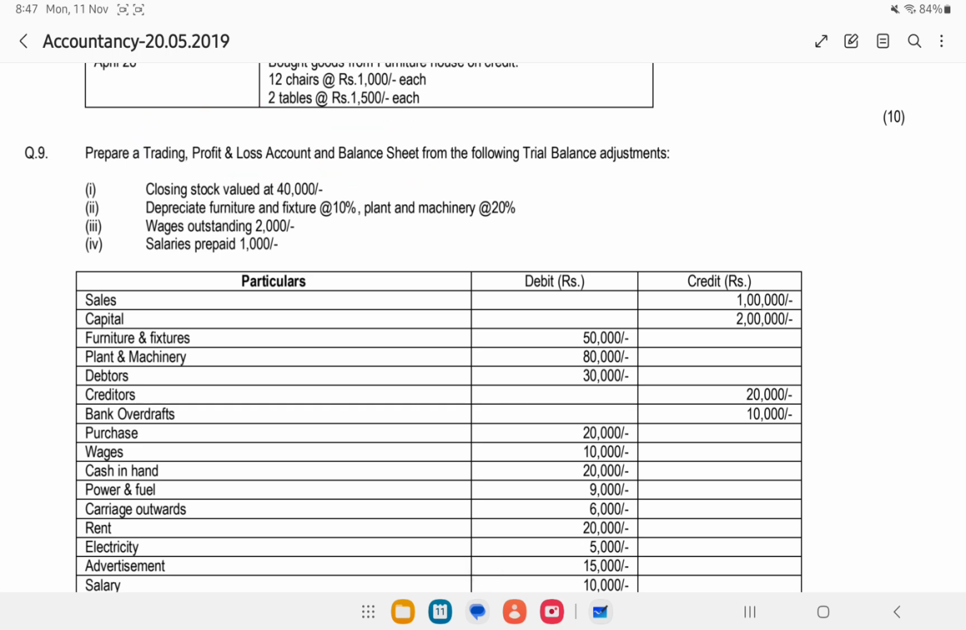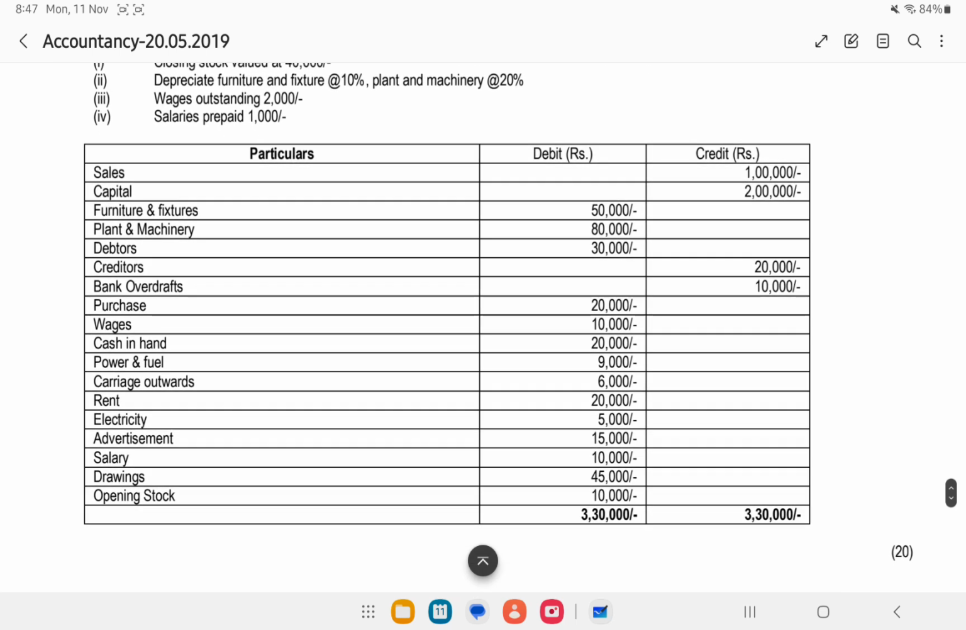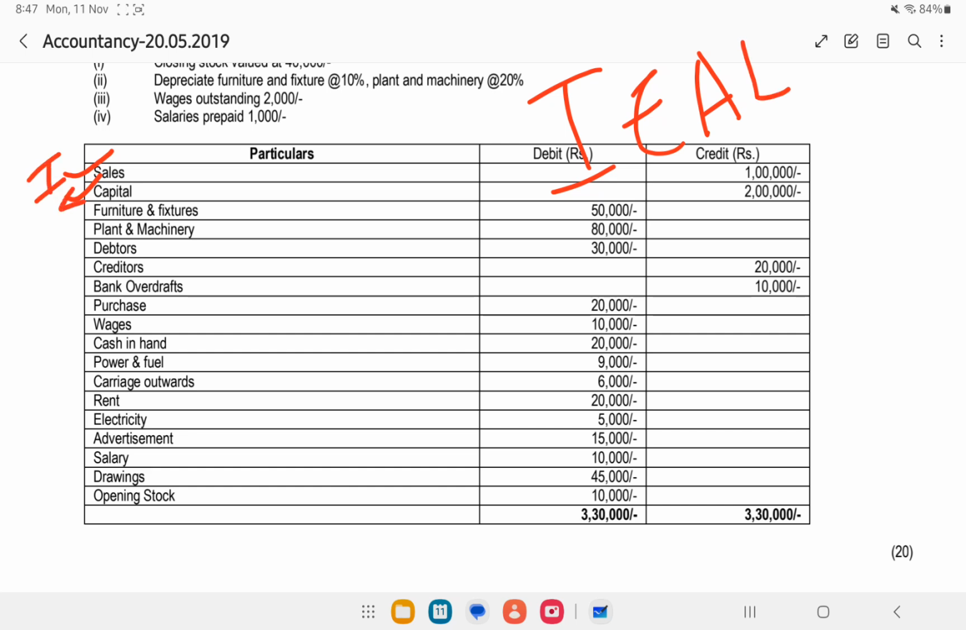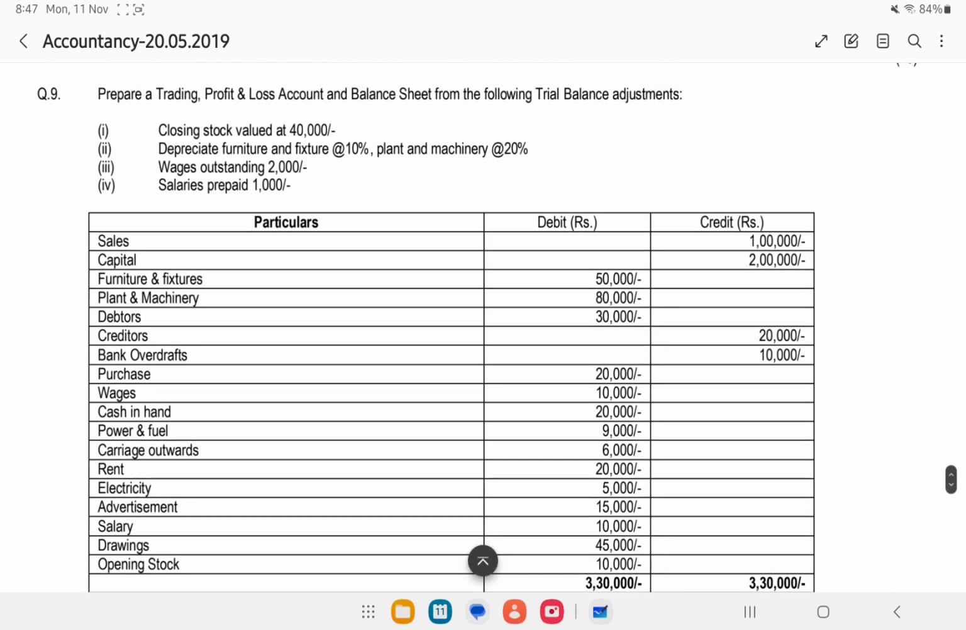So when you get this question, the first thing you should do is to mark out of the given items which all are income, which all are expense, which all are assets, and which all are liabilities. Just mark it here. Yes, sales is an income, capital is a liability, furniture is an asset. So you will have an idea which items should go to profit and loss account, which items should go to balance sheet. If you do everything rightly, what will happen? Your balance sheet asset column will be equal to liability column.